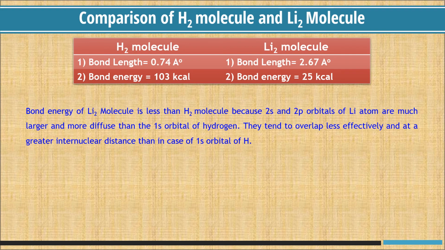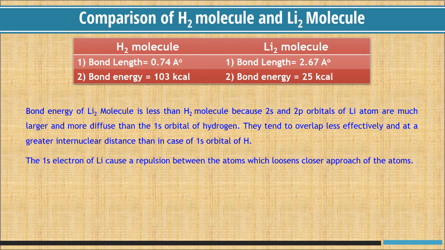The bond energy of the Li2 molecule is less than the H2 molecule because the 2s and 2p orbitals of the Li atom are much larger and more diffuse than the 1s orbital of hydrogen. They tend to overlap less effectively and at a greater internuclear distance than in the case of the 1s orbital of hydrogen.